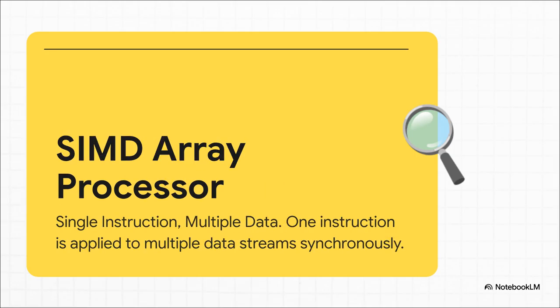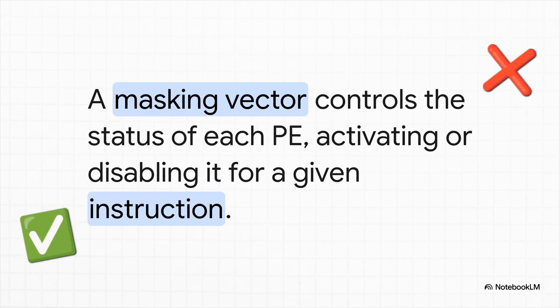The second type is the SIMD array processor, and SIMD stands for Single Instruction Multiple Data, which, if you think about it, perfectly describes what we've just been talking about. The control unit sends out a single instruction, and it goes out to multiple processing elements, which then all work on multiple streams of data at once. But here's what's really clever about SIMD processors. They aren't always an all-or-nothing kind of deal. They can use something called a masking vector, which is basically a set of on-off switches for the processing elements. This lets the main control unit tell specific PEs to just sit out a particular instruction, which gives it this incredible fine-grained control over the whole operation.